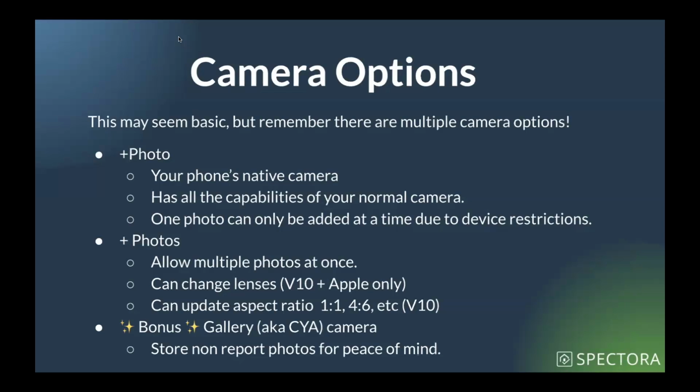The bonus camera, which is what I call the gallery camera or the CYA camera, is basically a camera in the bottom right corner of both apps. You can turn it on and off for Legacy. It's on by default for V10. And that's just a camera that you can use to save photos directly to your gallery.